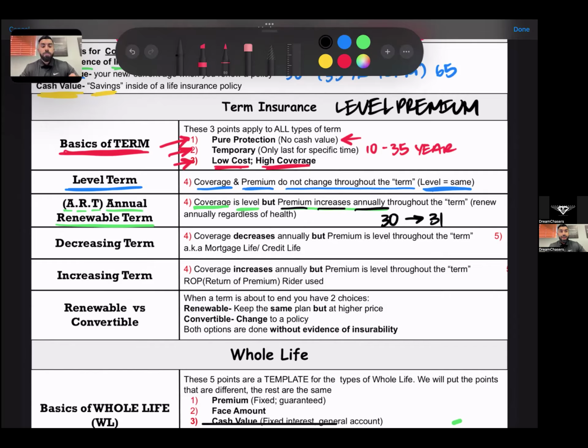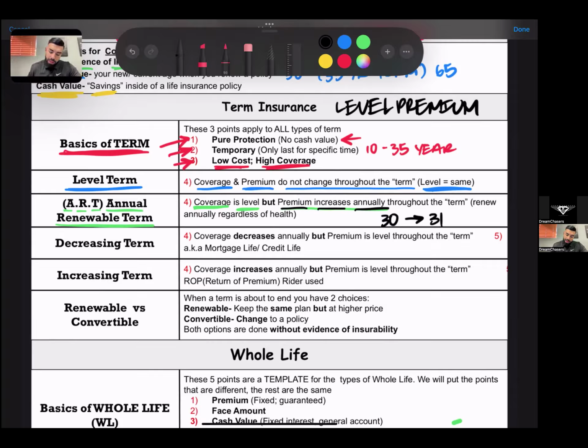So you might see a question on this pop up where you just read it carefully because it'll ask which of the following does not have a level premium. And annual renewable term will be one of the options, but that is not the correct answer because the premium does stay level, but it's just for that 1 year.